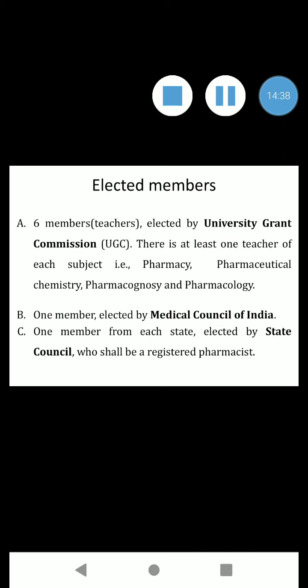Then one member from each state is elected by the State Pharmacy Council, and his name is entered into the register of pharmacists of the State Pharmacy Council of India.